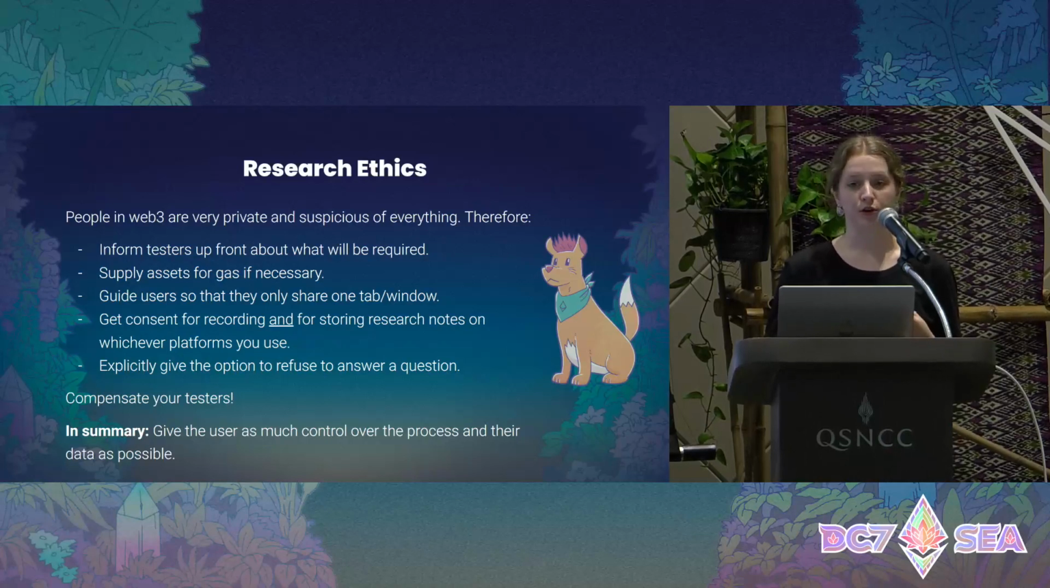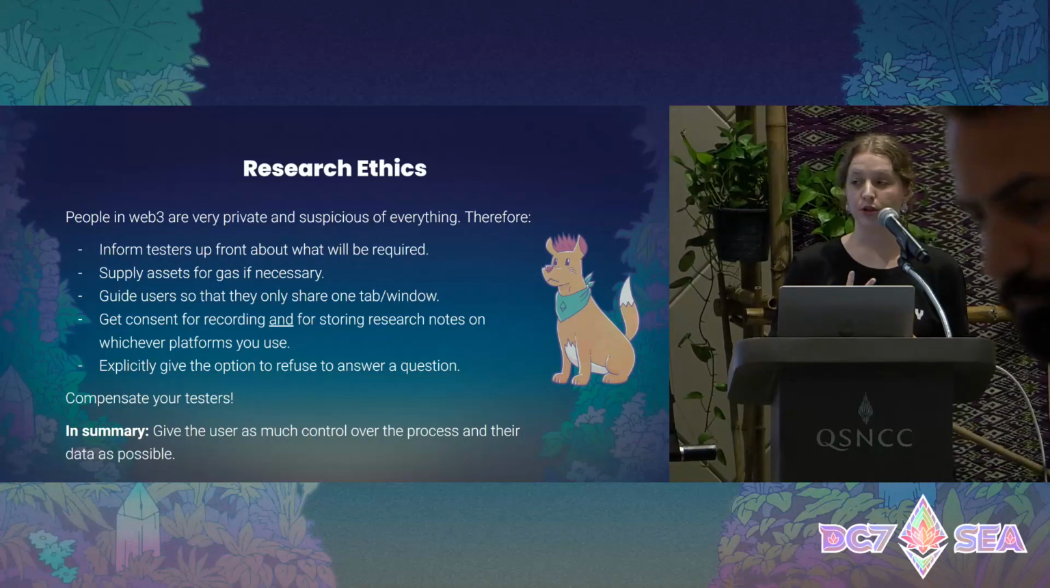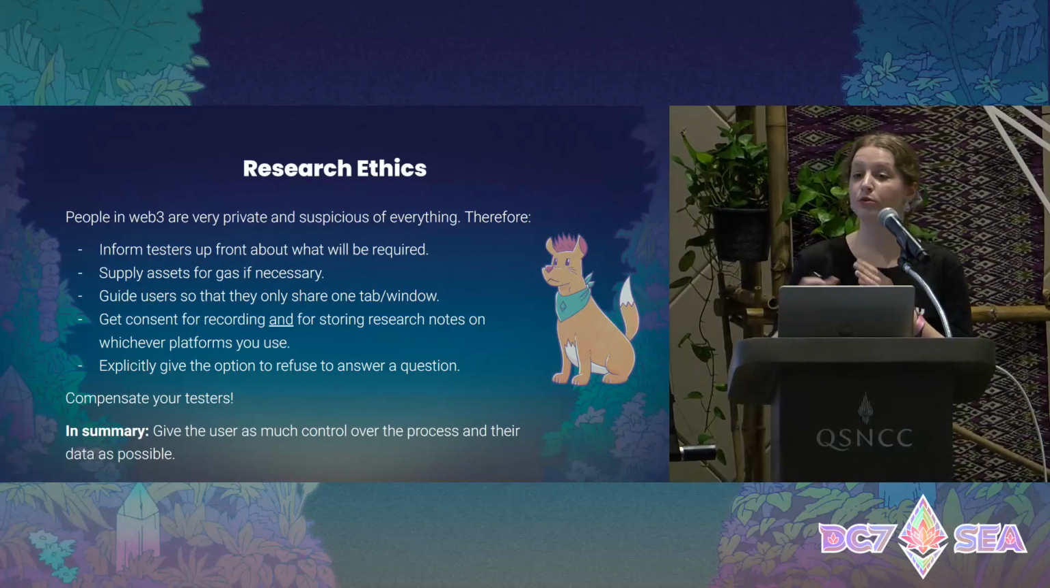What language are you going to require them to speak? And do they have to speak perfect English? Do they have to share their real name? Do they have to share their real wallet address? Do they have to share their screen? Do they have to connect their wallet to a DApp? Do they have to do a transaction with their wallet? Will you take a recording? Where will you store that recording? All of these things are things that people need to be informed about up front so they can make that informed decision about whether it's worth it to join your study.